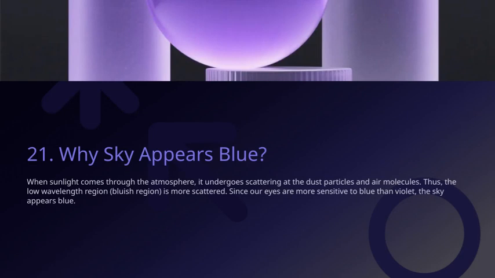When sunlight enters the Earth's atmosphere, it doesn't just pass straight through. It actually interacts with dust particles and air molecules along the way. This process is called scattering. Now, what's interesting is that the scattering affects different wavelengths of light differently. The shorter wavelengths, like blue and violet, are scattered much more than the longer wavelengths like red or yellow. Since our eyes are more sensitive to blue light than violet, the scattered blue light dominates what we see. That's why, when we look up at the sky during the day, it appears blue to us.